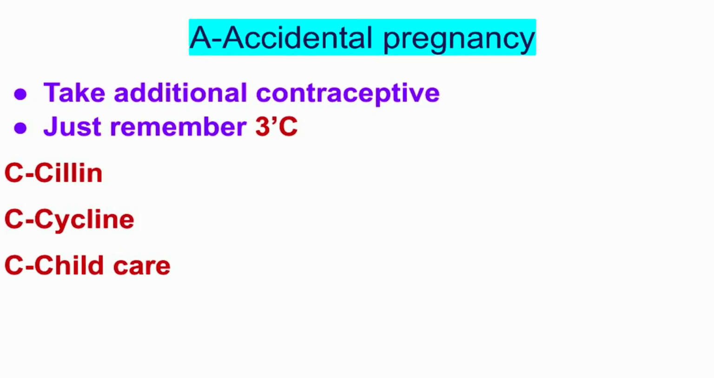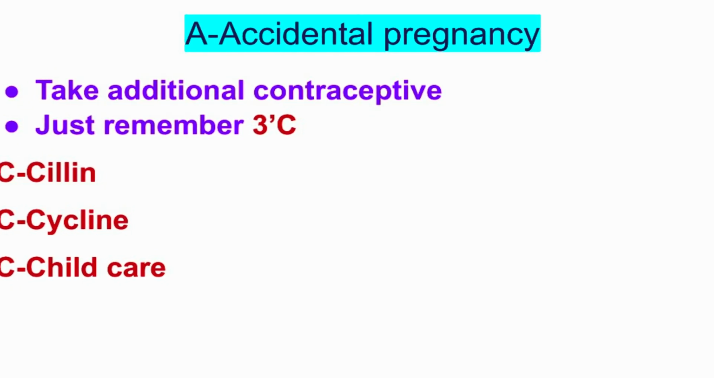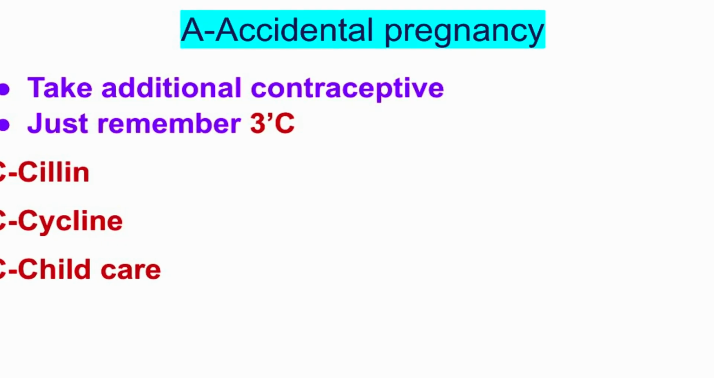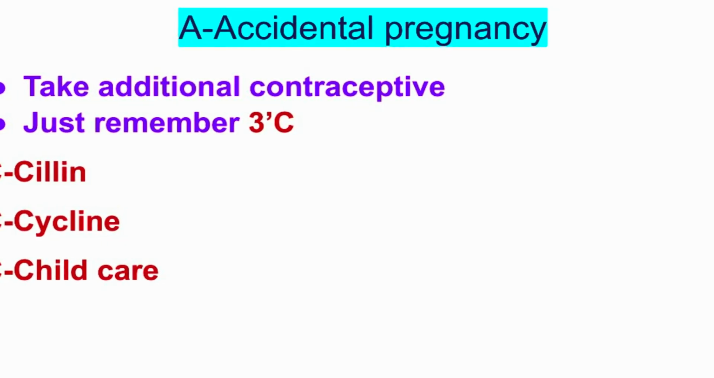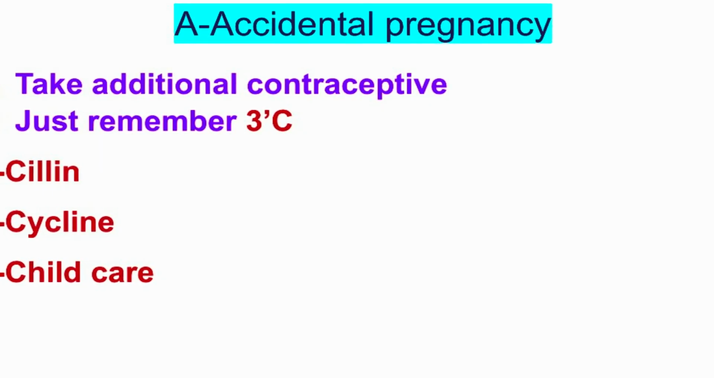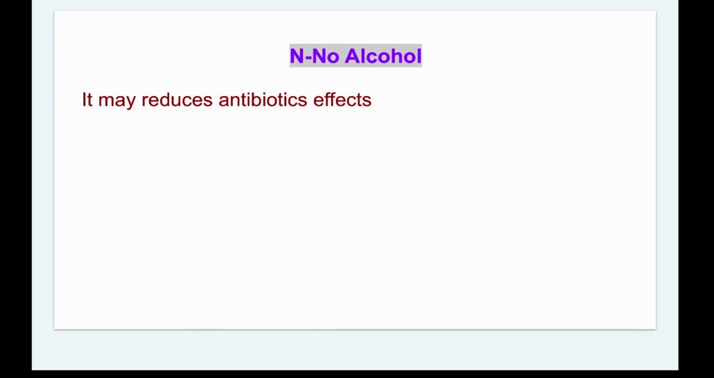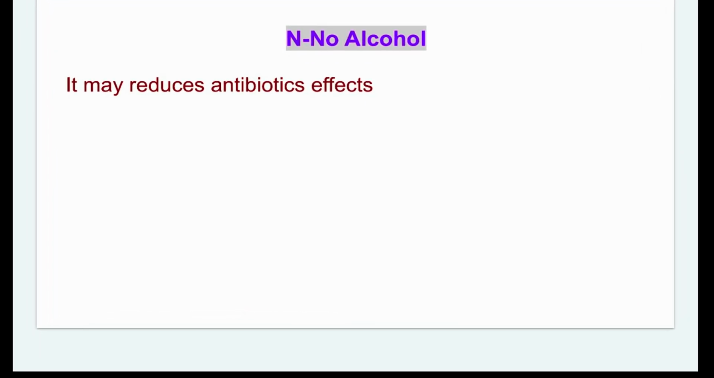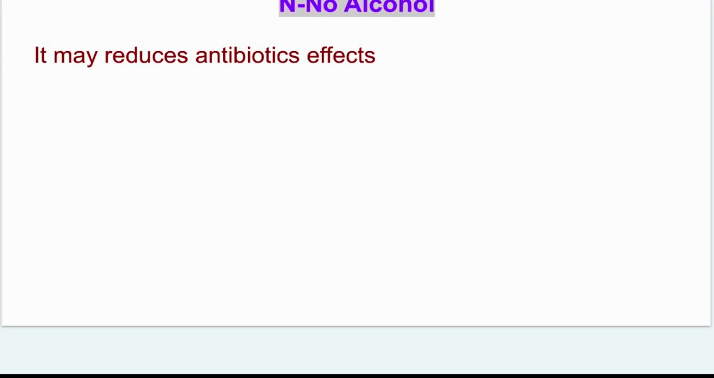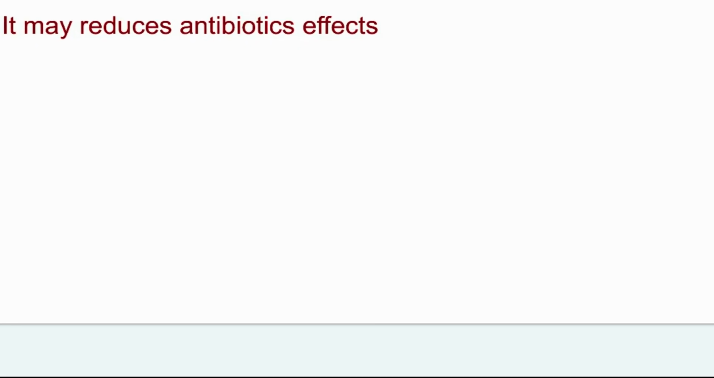And then for the pregnancy and child care, women who are childbearing, pregnant, and who are breastfeeding have to take precautions and talk to the provider in order to take those medications. Next is N, which means no alcohol. It may reduce effectiveness and can also interfere with some antibiotics and exacerbate side effects.